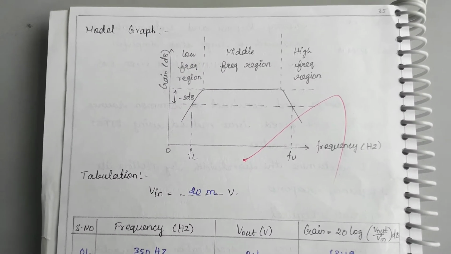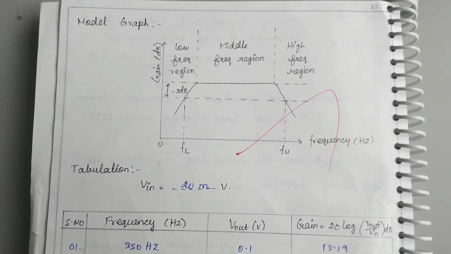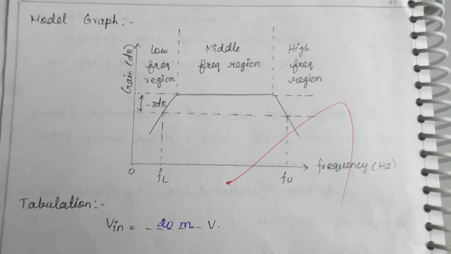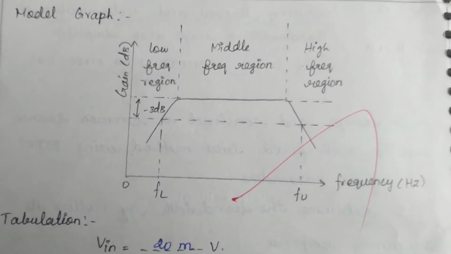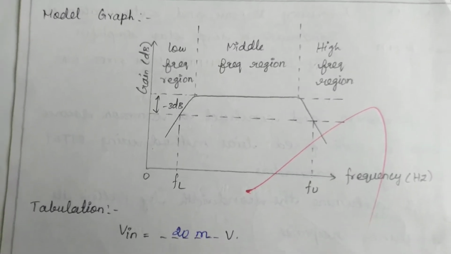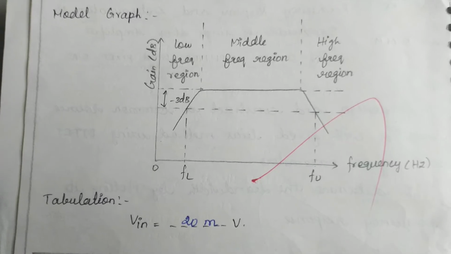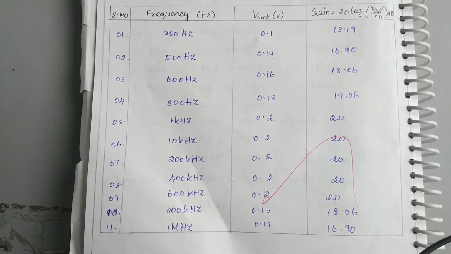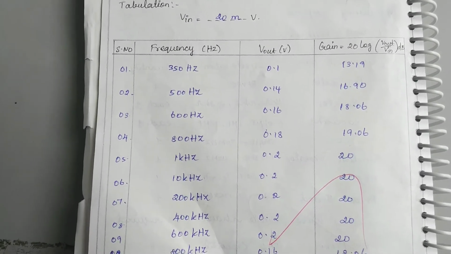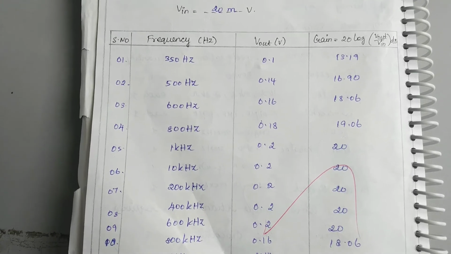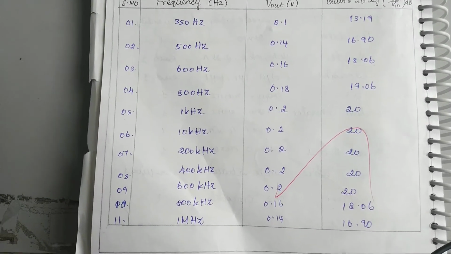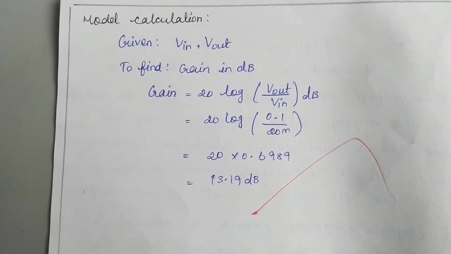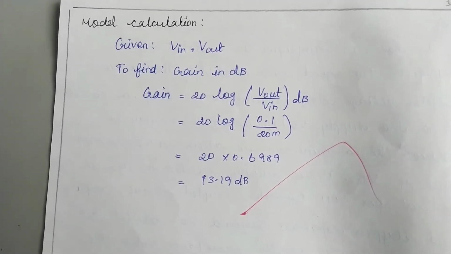Similar to the frequency response for BJT, the frequency response of the common source amplifier is a very similar diagram. I am showing the model graph for the common source amplifier with JFET and its tabulation. In this experiment I apply a 2 volt amplitude input signal, and any frequency can be added to that. This is the sample tabulation diagram. The gain output formula is very similar to the BJT diagram.